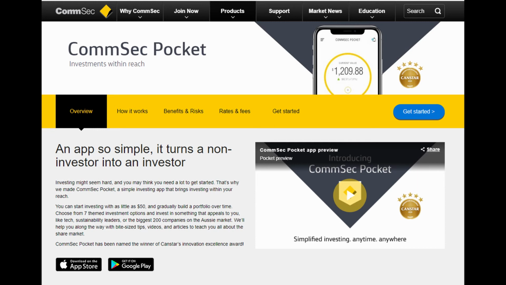In today's video, we're going to be checking out the CommSec Pocket app and how to use it, and pretty much run down the basics of its layout, and especially for the people that want to get into ETFs, why I think this is such a great app to get into.